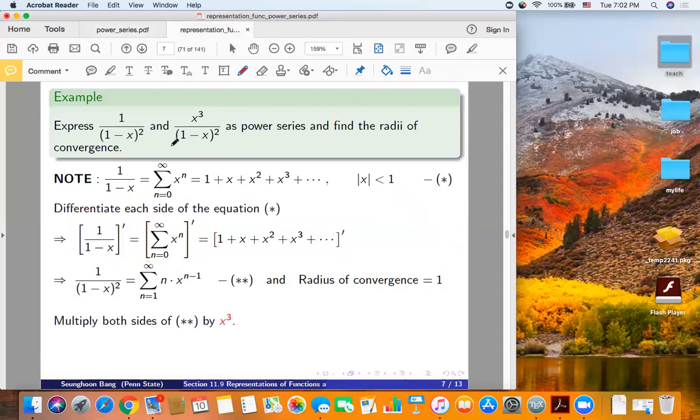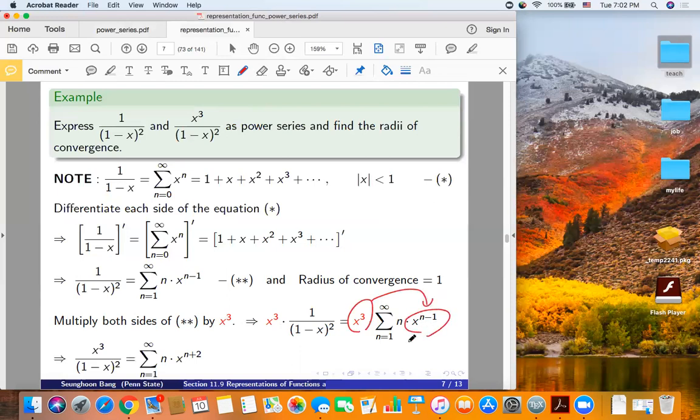That's simple. Only multiply both sides of the second equation by x cubed. x cubed times 1 over (1 minus x) squared equals x cubed times the summation from n equals 1 to infinity of n times x to the n minus 1. So the left-hand side is x cubed over (1 minus x) squared. The x cubed goes inside and combines: x cubed times x to the n minus 1 is x to the 3 plus n minus 1, which is x to the n plus 2. So we have it like this.